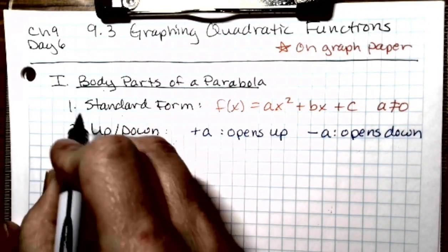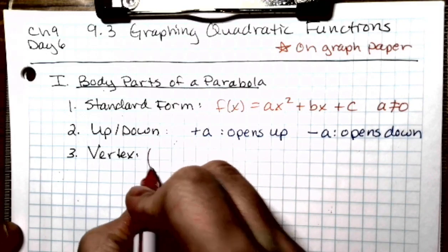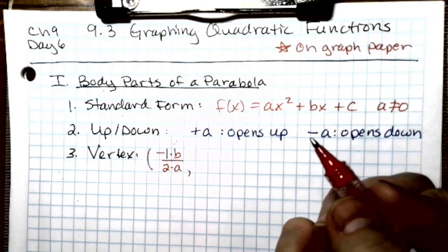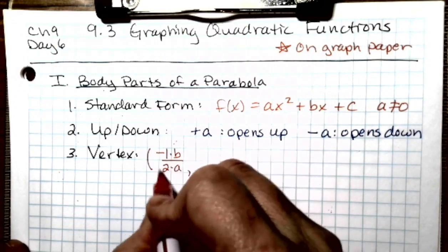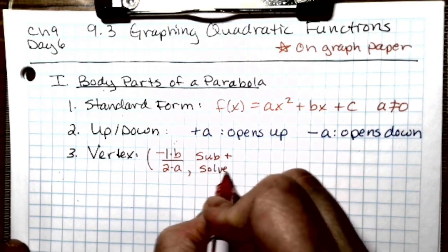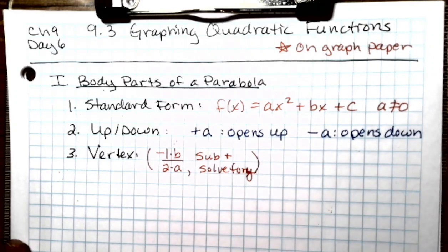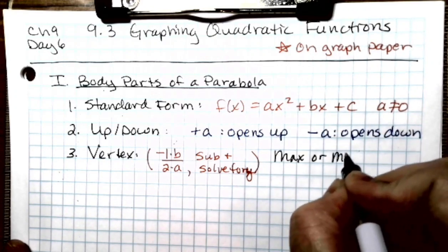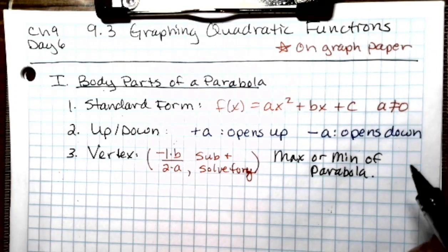Okay, number three, every parabola has a vertex, and there is a formula for the vertex. It is -1 times b over 2 times a. That will give you the x coordinate. Unfortunately, there is not a formula for the y coordinate, so you take the x and then substitute it into the equation and solve for y. The vertex is the maximum or minimum of the parabola, depending on whether the parabola is opening up or down.